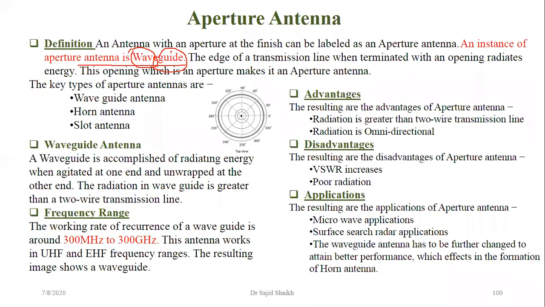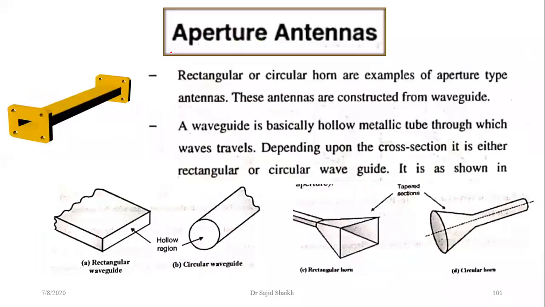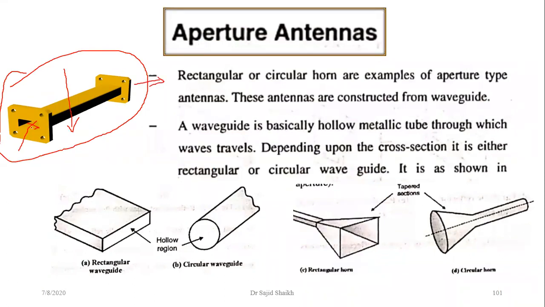So what is a waveguide? Here I will show you. This is an aperture antenna or waveguide antenna. In the diagram you can observe what we call a waveguide. This waveguide has one inlet and one outlet. If you observe this diagram, you have a simple hollow space, only a square block.